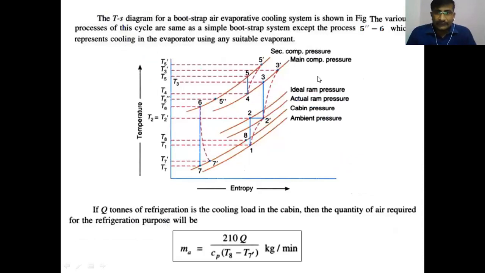The TS diagram for the bootstrap air evaporative cooling system. The total cycle is similar to the bootstrap system, except the process 5-6. In the bootstrap system, from 5 itself, the expansion takes place.